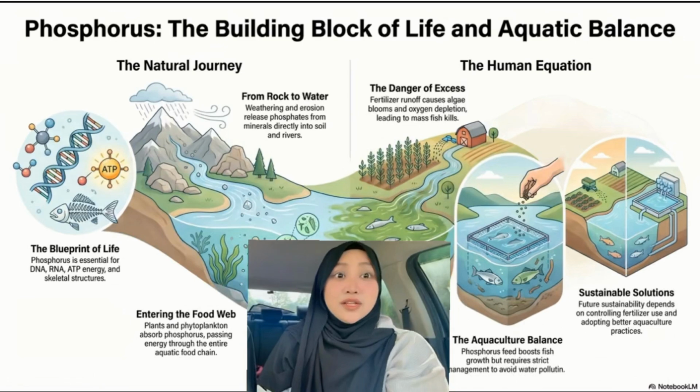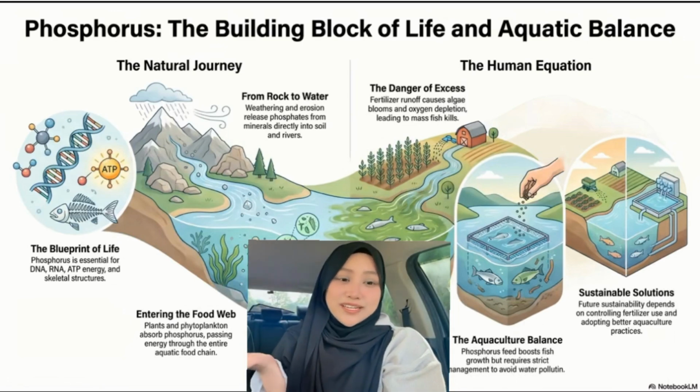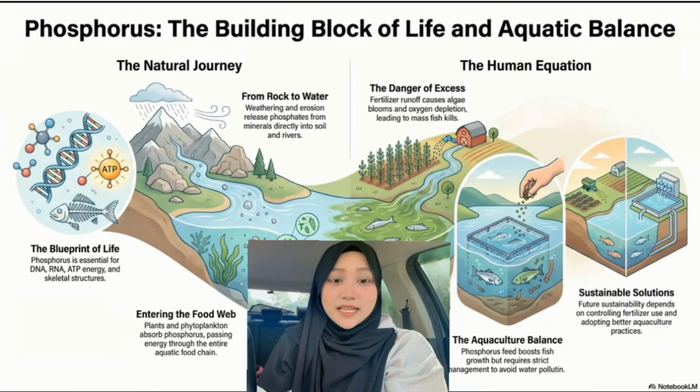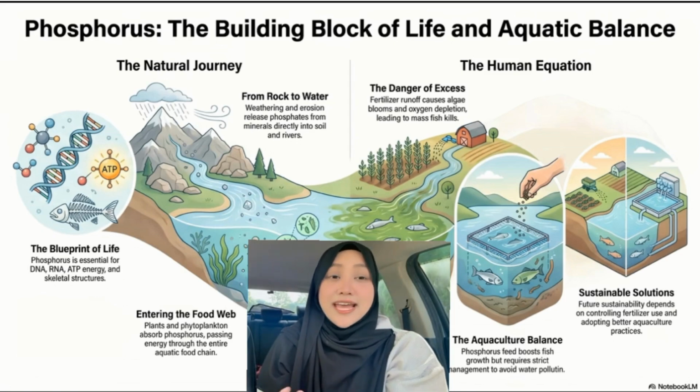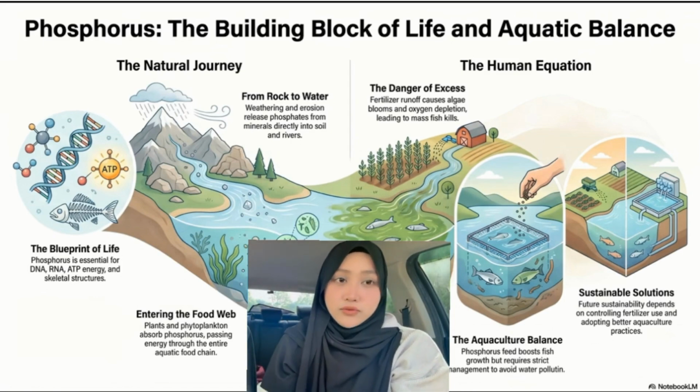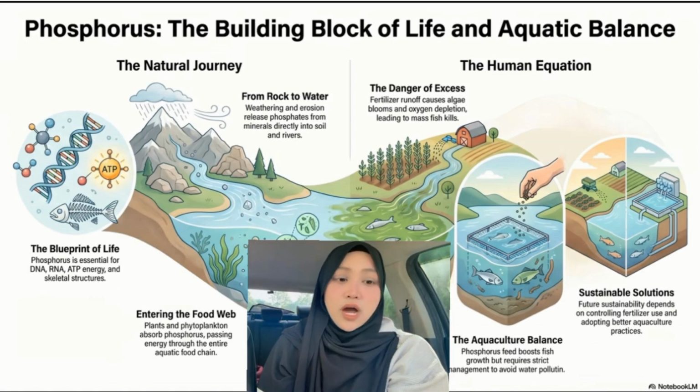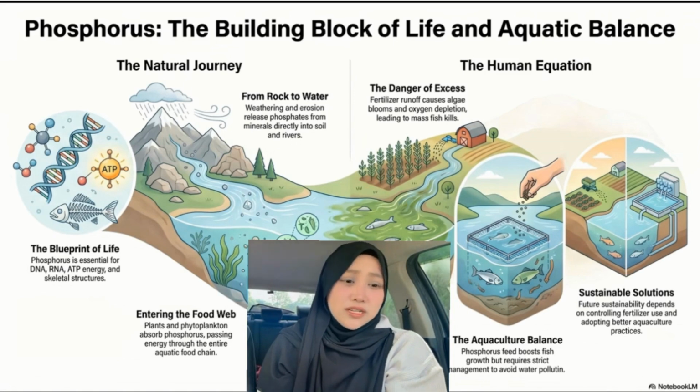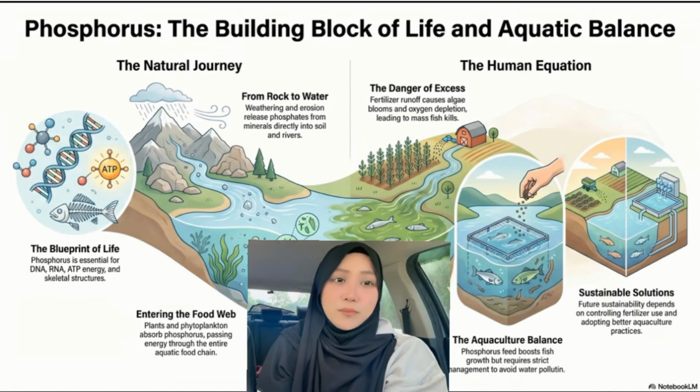Thank you. To wrap up our discussion, let's look at the big picture of the phosphorus cycle. Throughout this presentation, we have tracked the journey of this unique element, one that unlike others has no gas phase and does not move through the atmosphere. Instead, it follows a steady loop, beginning with the geological weathering of rocks, leaching into our water and soil, being absorbed into the aquatic food web, and eventually returning to the earth through decomposition.